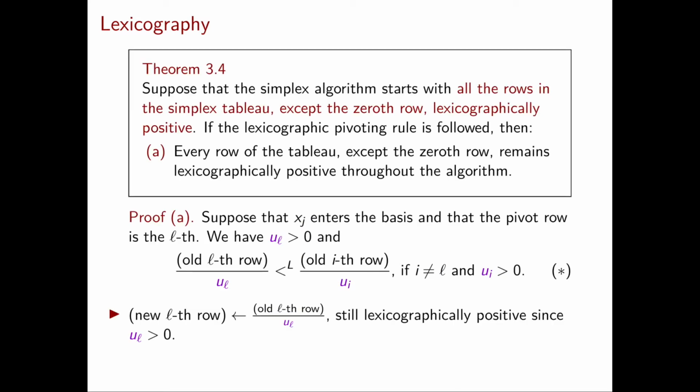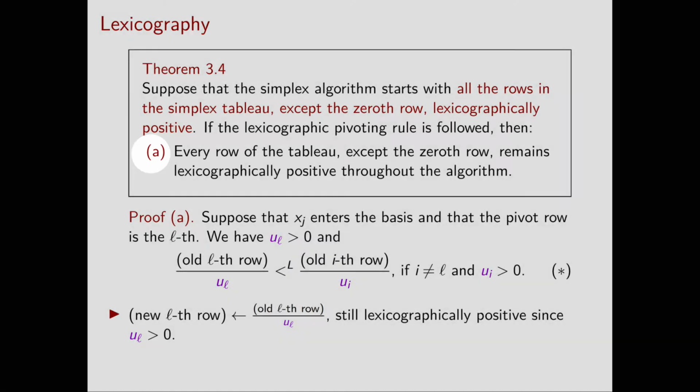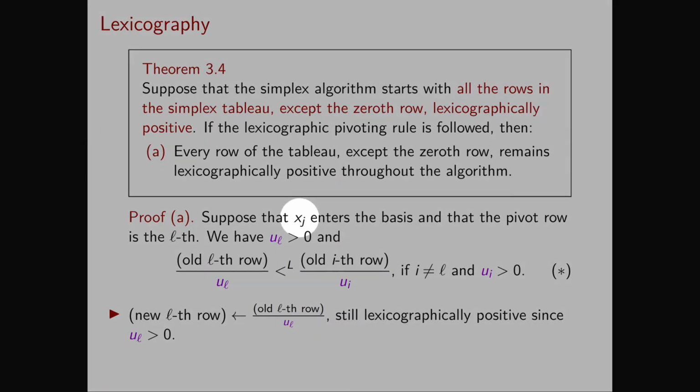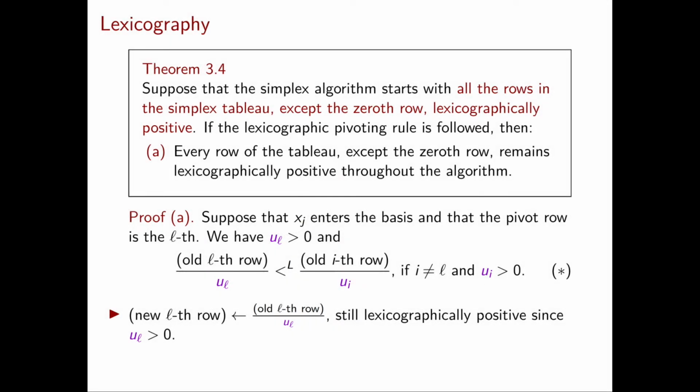Let's now see a sketch of the proof of theorem 3.4. I will leave it as an exercise for you to write down a complete proof of this theorem. First, let's prove A. We want to show that every row of the tableau, except for the 0th row, remains lexicographically positive throughout the algorithm. As always, we denote by xj the variable that enters the basis, and the lth row is the pivot row.